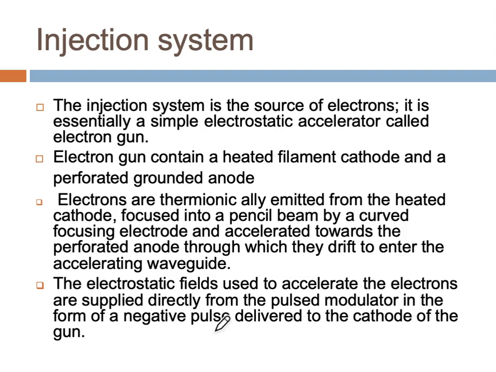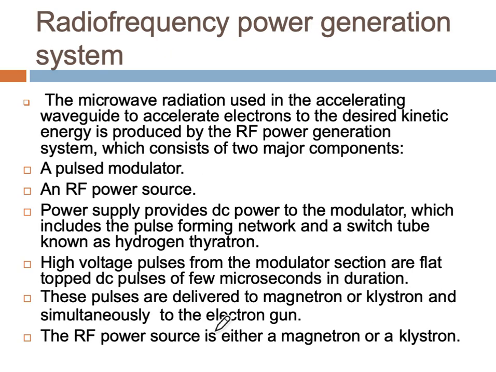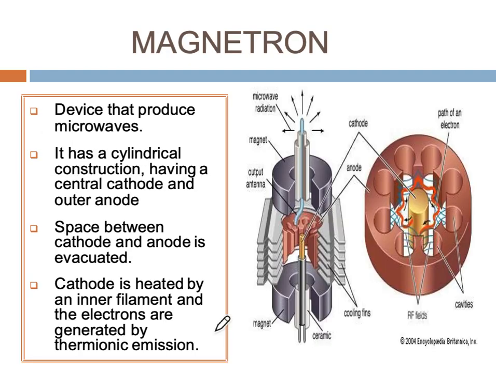The electrostatic field used to accelerate the electrons is supplied directly from the pulse modulator. Once the electrons come out, they go into the radio frequency power generator system, which supplies the microwave radiation we need in the accelerating waveguide to accelerate the electrons to the desired kinetic energy. That is the use of the radio frequency power generator system, which has a pulse modulator and an RF power source, and here the magnetron is also there, which is a device to produce microwaves.